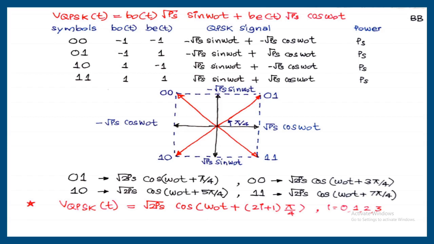Root 2Ps cos of omega 0t plus (2i plus 1) into pi by 4. Substitute i is equal to 0. It will be cos omega 0t plus pi by 4, this vector. Second vector, substitute i is equal to 1. That will be 3 pi by 4, this vector. Next substitution 2, that is 5 pi by 4. Next substitution 3, 7 pi by 4. So in all these 4 vectors having same amplitude, same frequency, only phase difference is there, and that phase difference will be 90 degrees.